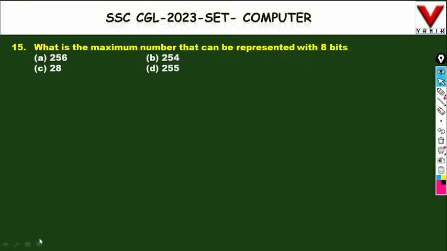What is the maximum number that can be represented with 8 bits?